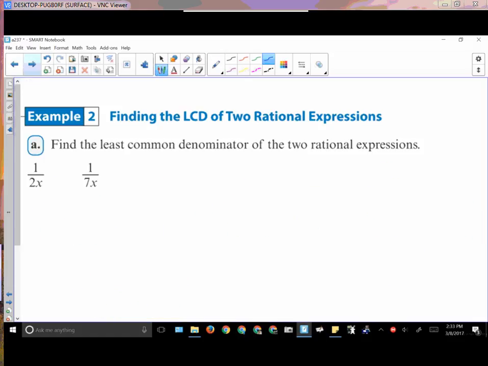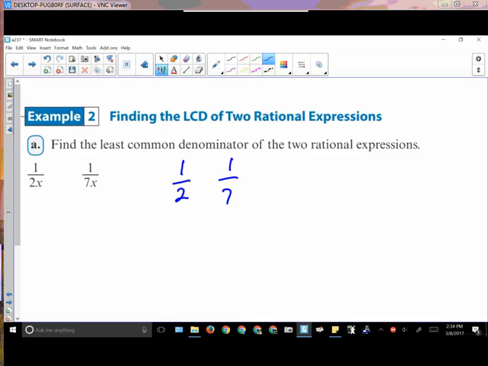So, let's try this. I want to find the least common denominator. So if I have two fractions and I need to combine them together, I need to make sure that I have all of the pieces. Now, there are different ways of doing this. I take a look at this and I see a 2 and an x and a 7 and an x. Well, what happens if I just had 1/2 and 1/7, and I wanted a common denominator for that? What would we use? Besides a number?